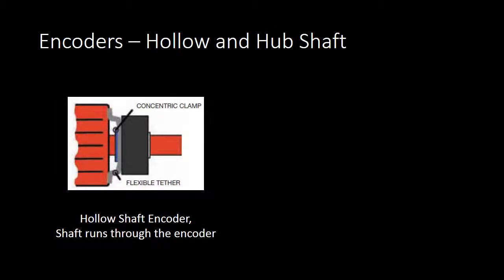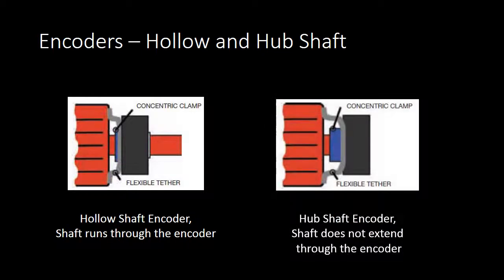Hollow shaft encoders can be directly mounted on the shaft of the motor and fixed using a clamp. A flexible tether, or arms, attaches to the motor face or another fixed object to prevent the encoder body from rotating with the shaft. Direct mounting is also possible with hub-shafted encoders, except that the motor shaft does not extend through the encoder. The encoder is electrically isolated from the motor shaft current by using a plastic sleeve or insert between the motor and encoder shafts.